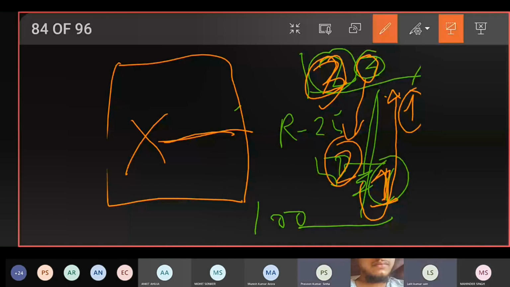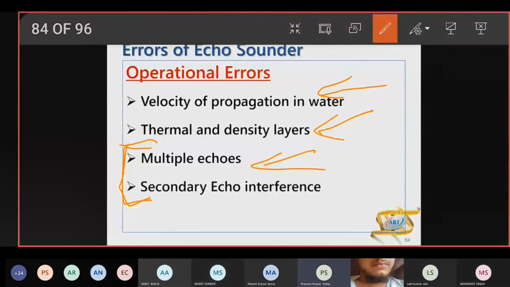Understood the two errors? Yes. Multiple echoes में range selected is more than the depth. Depth is less, range more. Secondary echo में उल्टा, depth more, range less.